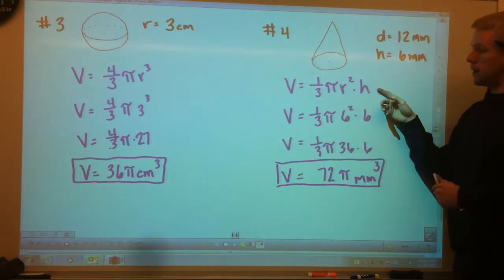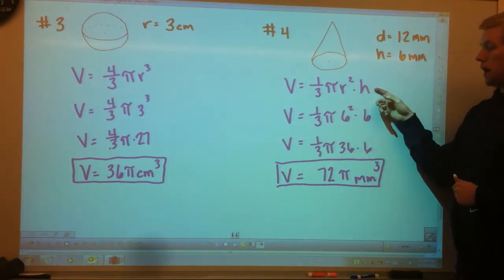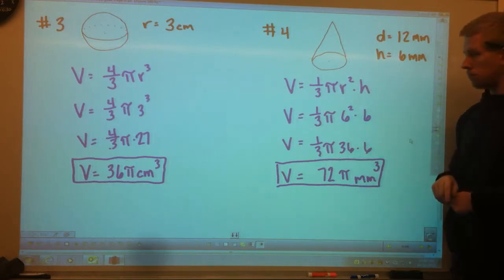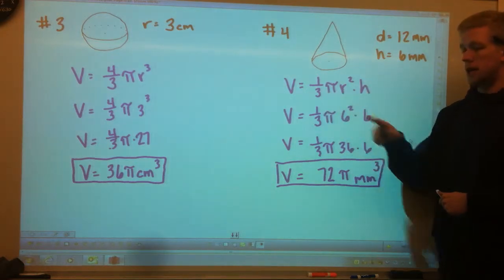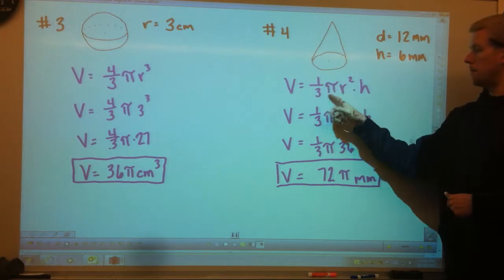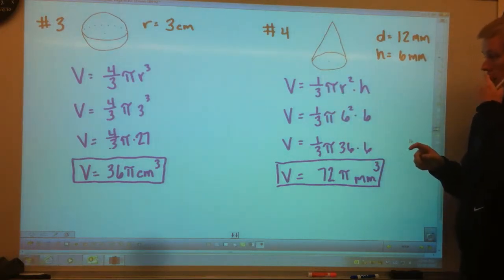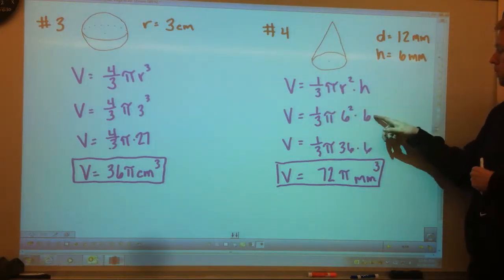So I just started by writing my formula. What do I know? 1/3 pi r squared times height. If you know the cylinder formula, you're just taking 1/3 of it. If you can remember the cylinder formula, just take 1/3 of it, and then plug in what you know.